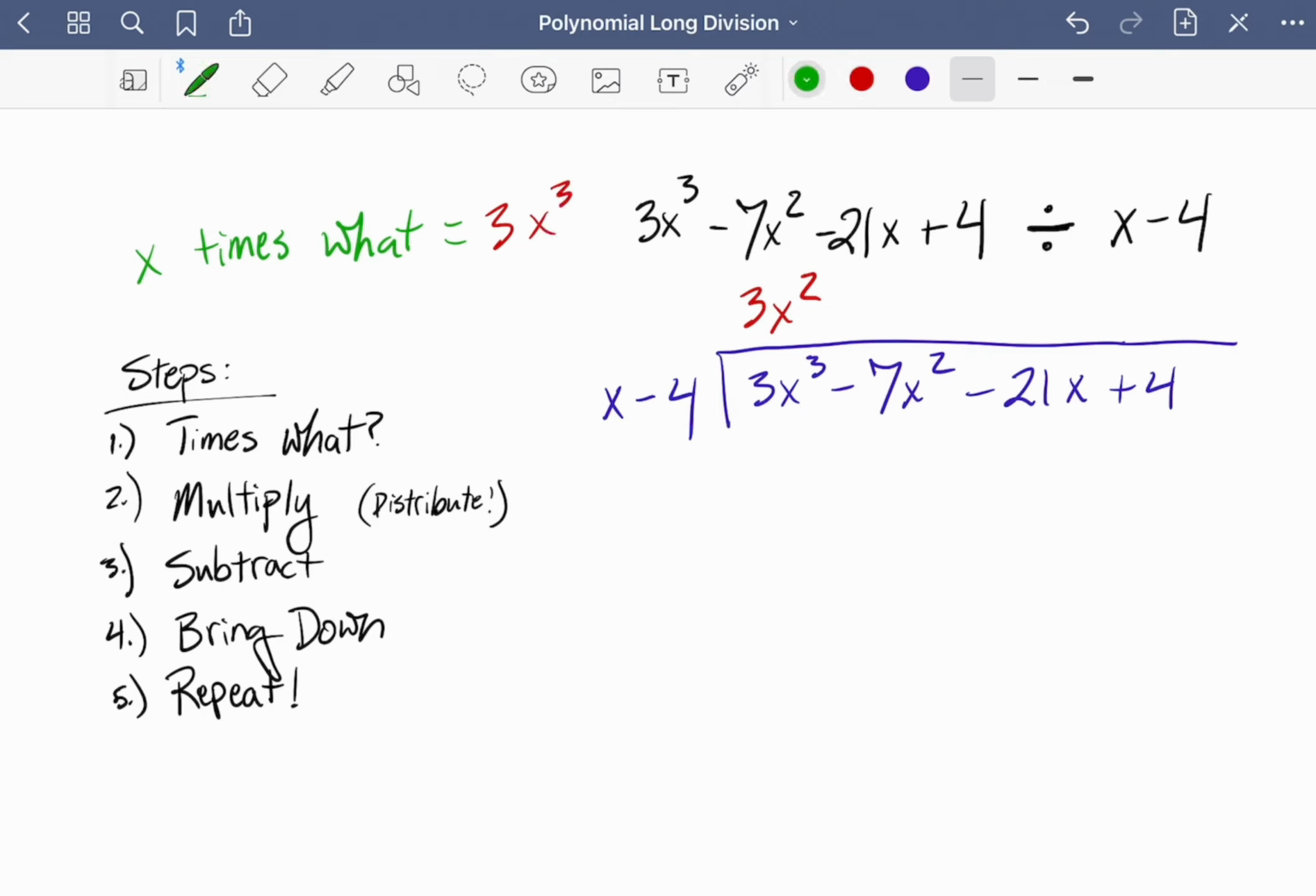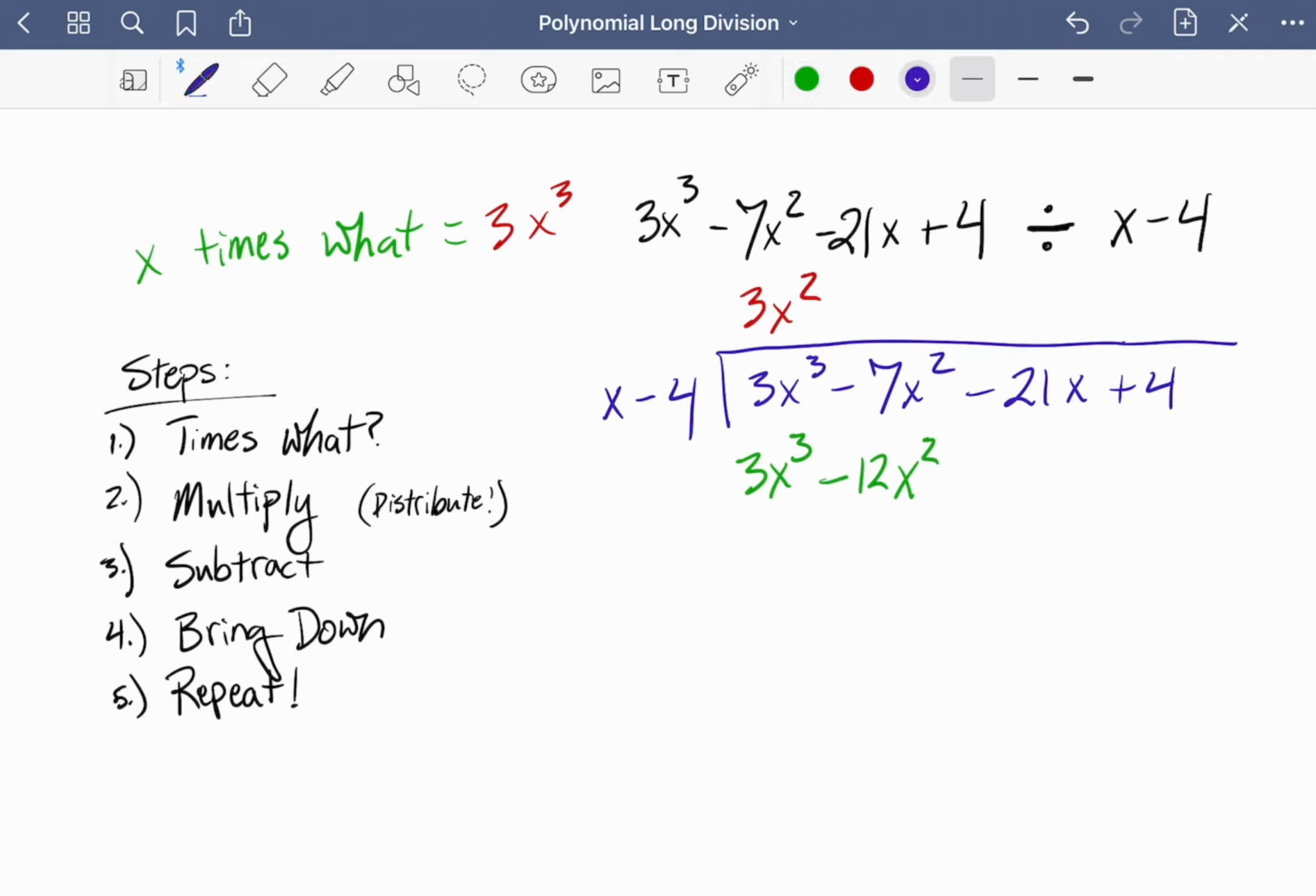So now we're on to step 2, which is to multiply. So we're going to multiply that 3x squared times the x and times the negative 4, and that's going to give us 3x to the third, right? Because that x squared times another x makes it x to the third. And then here we have 3x squared times negative 4 gives us negative 12x squared.